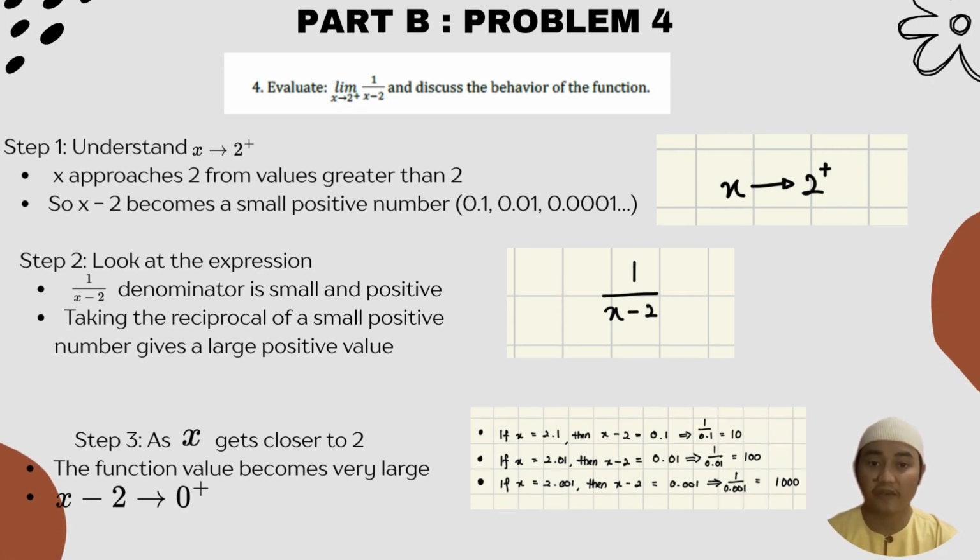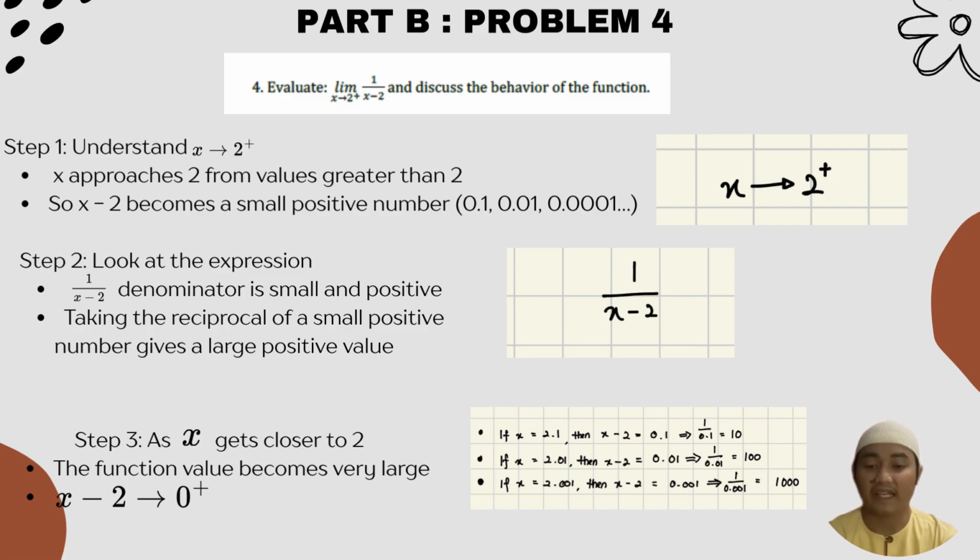Now, let's look at the limit as x approaches 2 from the right for the expression 1 over (x minus 2). First, when we say x approaches 2 plus, it means x is getting closer to 2 from numbers bigger than 2. Because of that, x minus 2 becomes a very small positive number, like 0.1, 0.01 or 0.001. Next, we look at the expression 1 over (x minus 2). When the denominator is a small positive number, taking the reciprocal makes the whole value very large. The smaller the denominator gets, the bigger the value becomes.